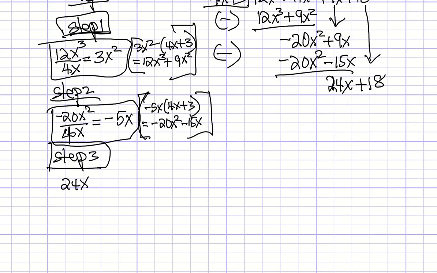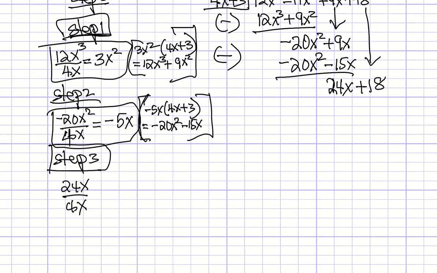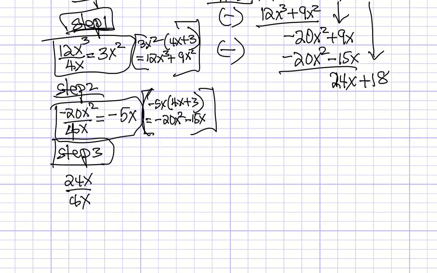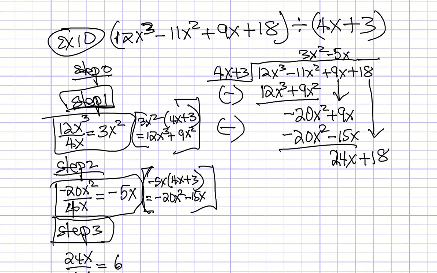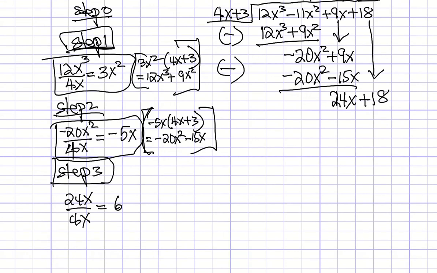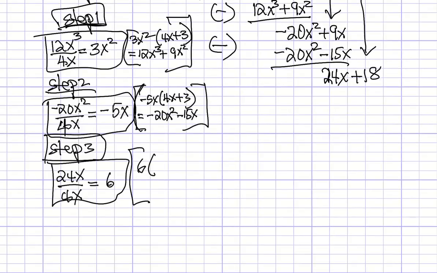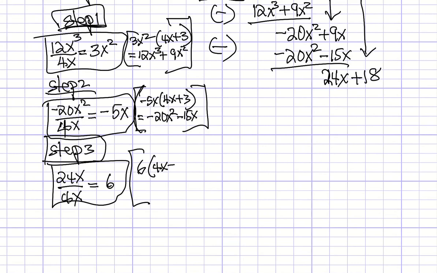24x divided, what is that then? Divided by 4x. Is that 4x? Yeah. Divided by 4x, what do you get? You get 6. So you put it here plus 6. That's what you get there, plus 6. And then you say 6 times, what is that then? 4x plus 3. You multiply that out, what do you get?